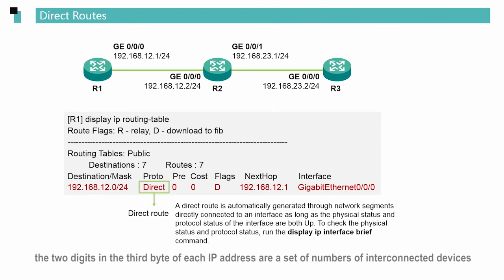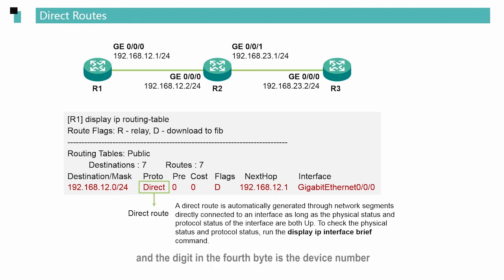Specifically, the 2 digits in the third byte of each IP address are a set of numbers of interconnected devices, and the digit in the fourth byte is the device number. For example, the 2 digits in the third byte of 192.168.12.1/24 are 1, 2, which is a set of device numbers 1 and 2, corresponding to AR1 and AR2. The digit in the fourth byte is 1, which indicates AR1.